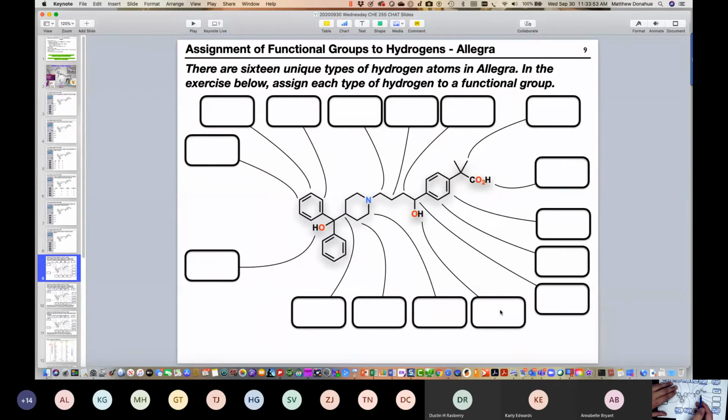Then these last two, we've seen, aromatic, CSP2H, aromatic, CSP2H. So hopefully you can all see this sheet that we just wrote on. Looking at this sheet, we said there were 16 unique types of hydrogens. We assigned functional groups to each. How many functional groups did we just assign? How many different functional groups?